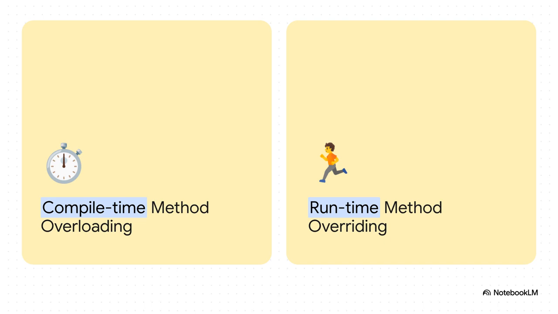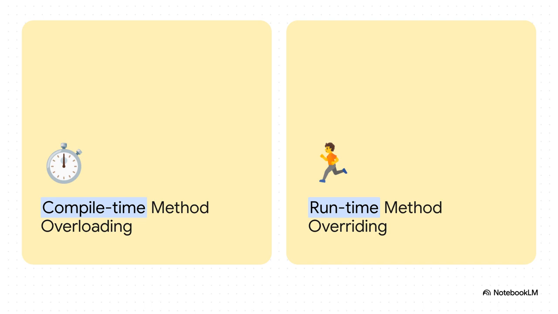At compile time, you've got method overloading. This is when you have multiple methods in the exact same class with the exact same name, but different parameters, like a calculator with one add method for 2 numbers and a separate add method for 3 numbers. The compiler knows exactly which one to pick.